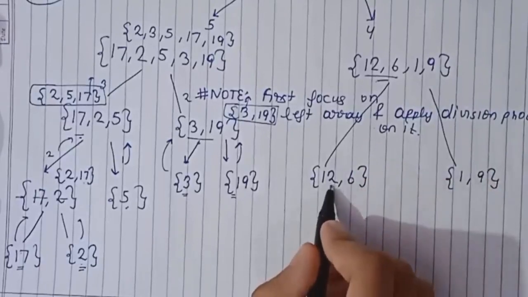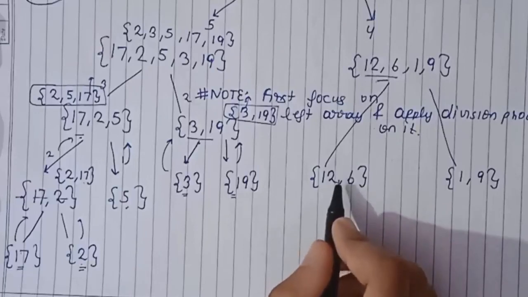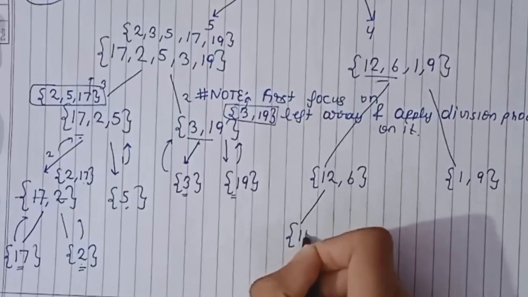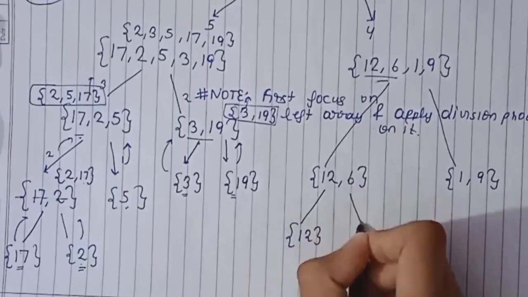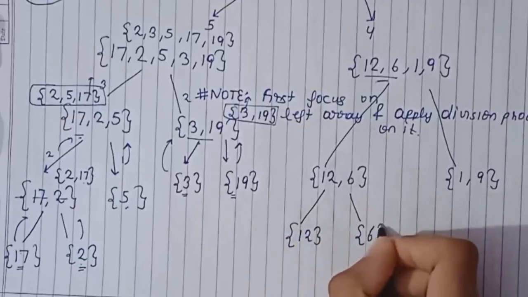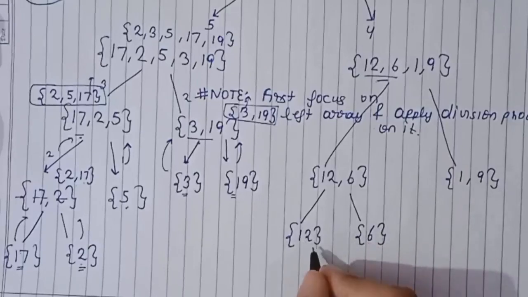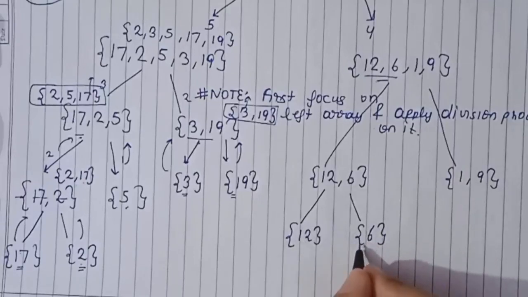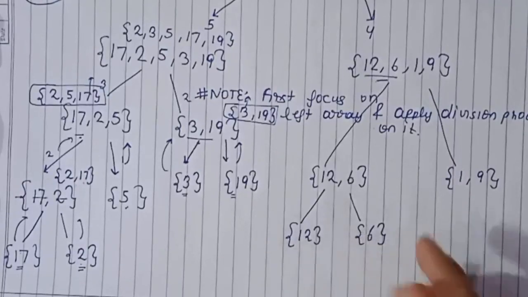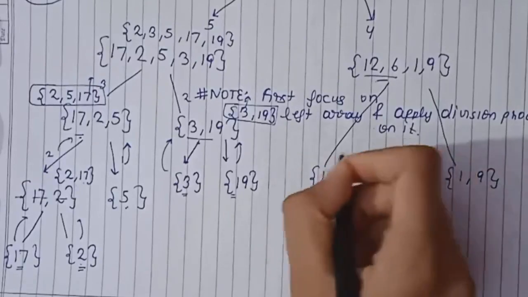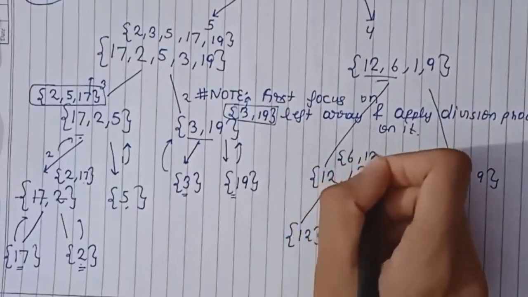Now again we will focus on the left part first. This is not a single element array, so the division procedure will again apply on it. Here I will get 12, here I will get 6. Now you note that this is a single element array. When this is a single element array, we can say that these are sorted arrays. Whenever you get sorted arrays, the merge procedure will again enter into the game and merge them to form a sorted array. So here I will get 6, 12.